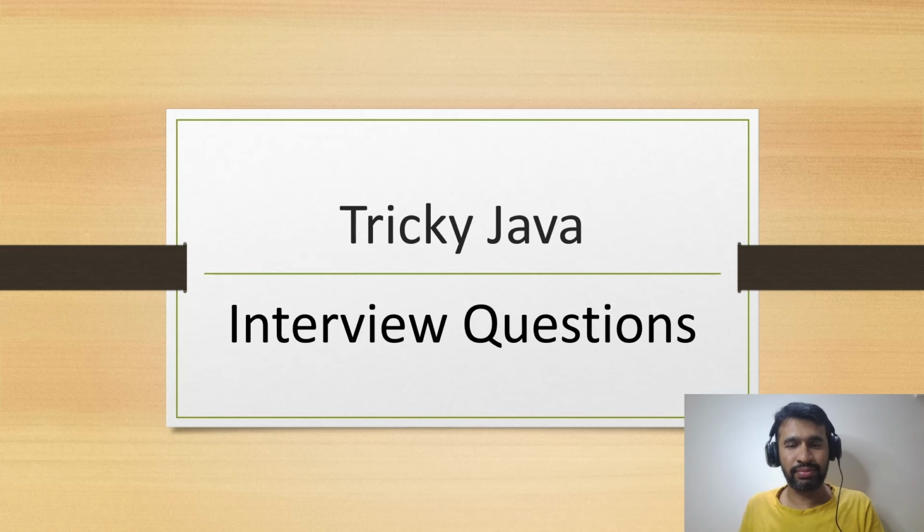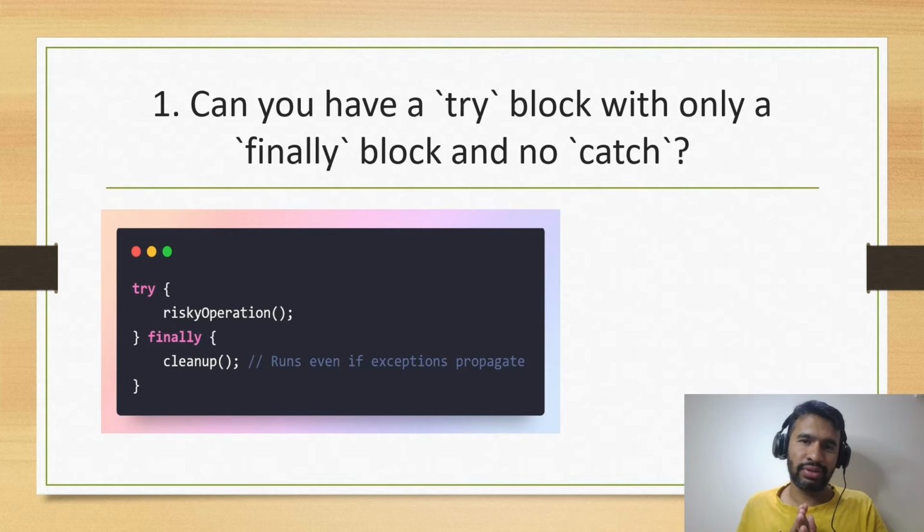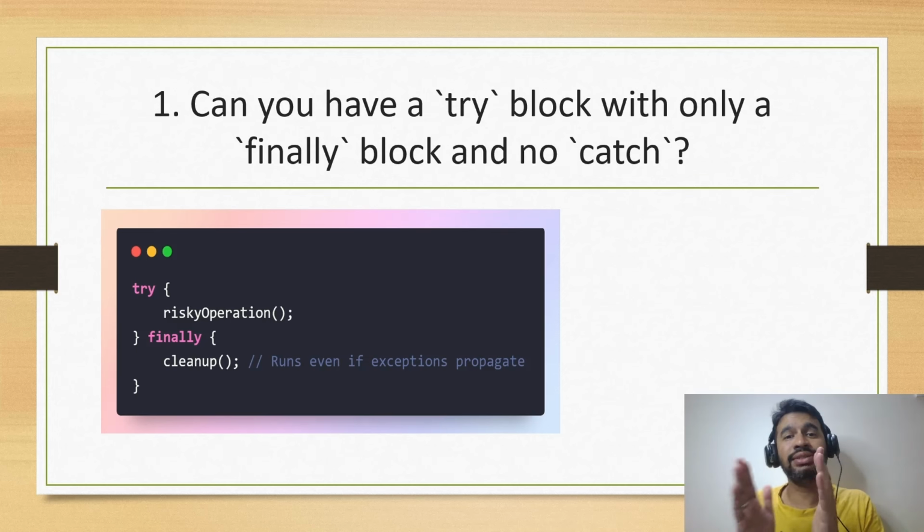Let's get started. So this is the first question. It asks, can we create a try block without a catch block, just with only a finally block? In our day-to-day coding, we create try, catch, and finally. So this will definitely confuse us, and we'll start thinking whether it is possible or not. Many of the times we'll say no, catch is mandatory. Is the catch block mandatory? Let's try to understand this in detail.